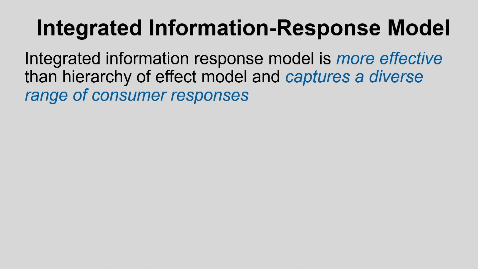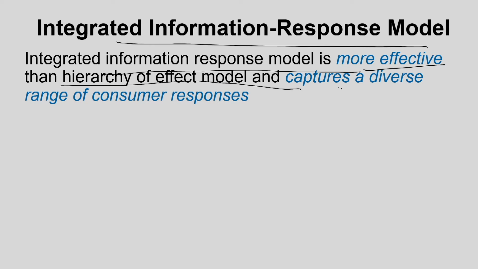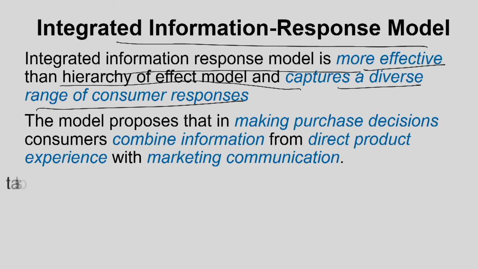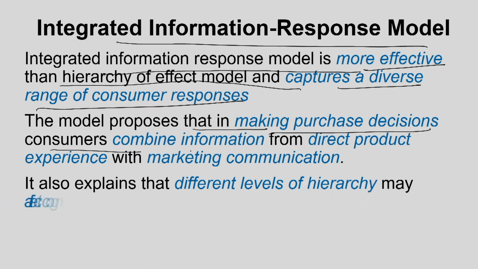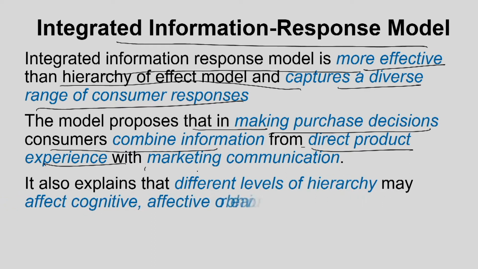Now, the next model of interest is called the integrated information response model. What is this model? The integrated information response model, or the IIR model, is a more viable and more effective model in comparison to the hierarchy of effect model, and captures a diverse range of consumer responses in explaining the effects of marketing communication. What is the proposal of the model? That in making purchase decisions, consumers combine information from direct purchase experience and marketing communication.